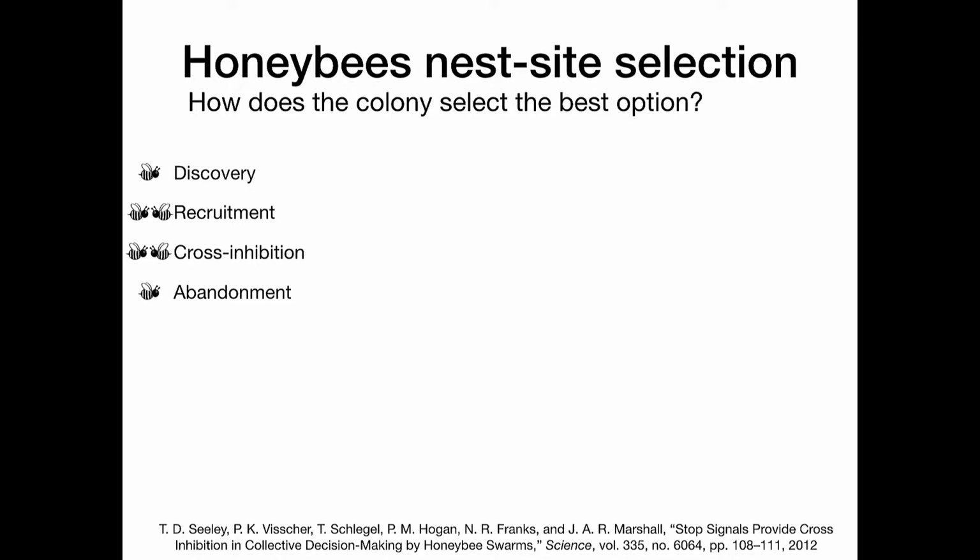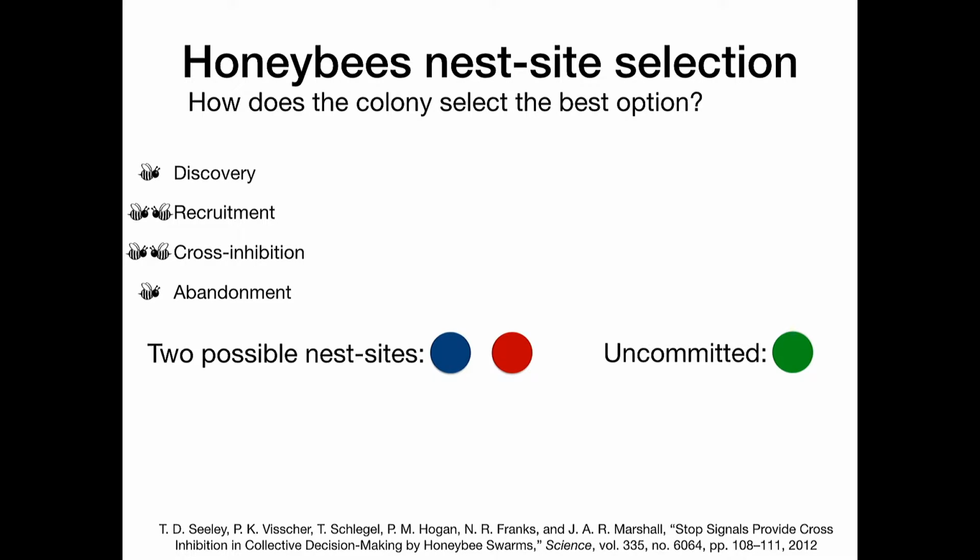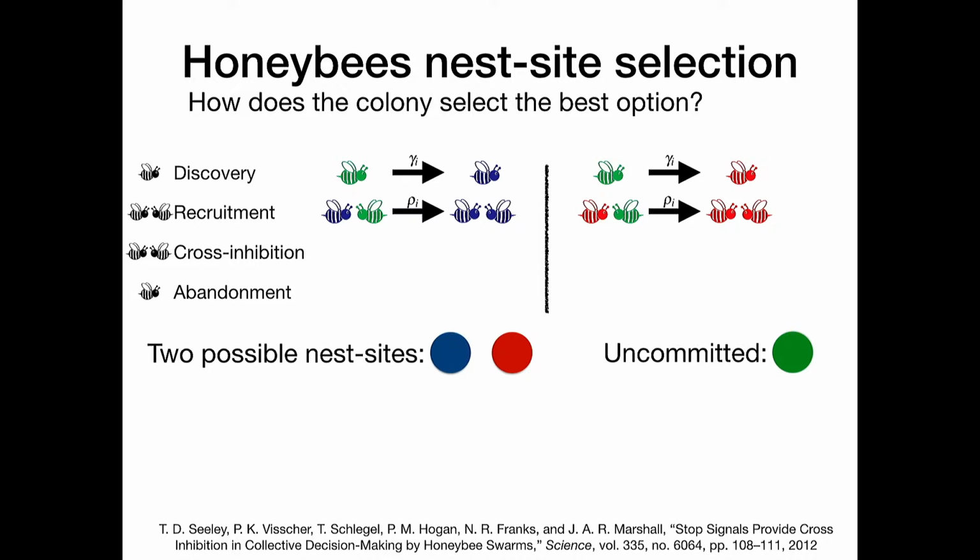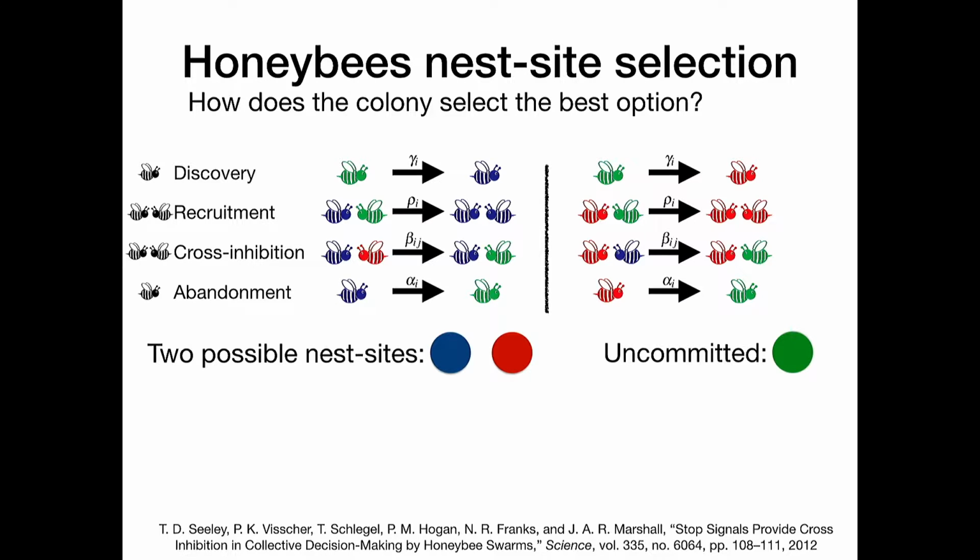I can explain this through an example in which we have two nests, the blue and the red, and we label as green the uncommitted bees. We can write these actions in a more formal way in a chemical-reaction-like form. If we have an initial state, uncommitted, and a final state, commitment to the blue, that happens with a certain rate. The same happens for the red nest, and upon encounter of a blue and a green with a certain rate, the blue will recruit the green, and so on for cross-inhibition and abandonment.